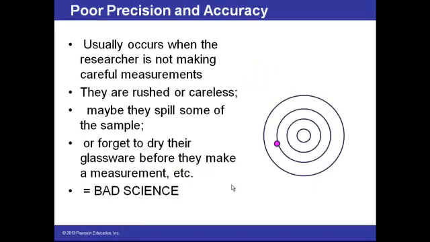Poor precision and accuracy usually occurs from the scientist, again, having a lot of errors within their measurements. So rushed or careless scientific research will result in imprecise measurements. So this is very bad science. This should not happen. You should at least get repeatable measurements when you're working within the lab. So this one has no precision and no accuracy.